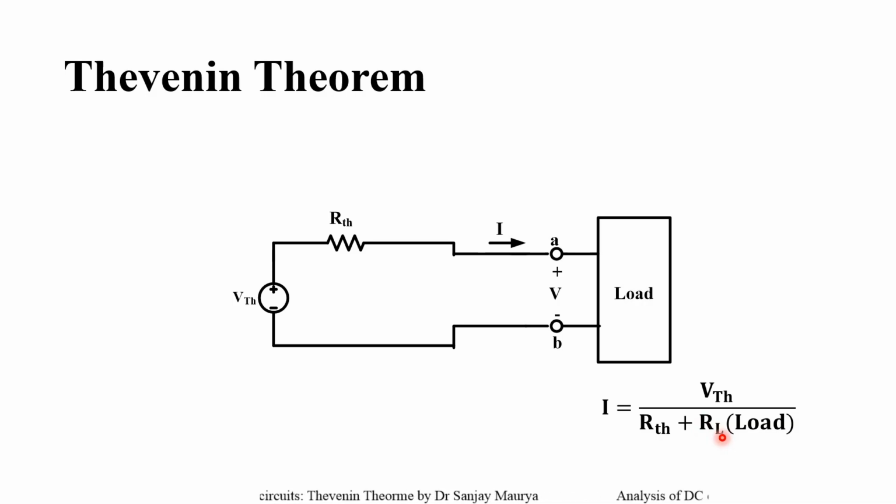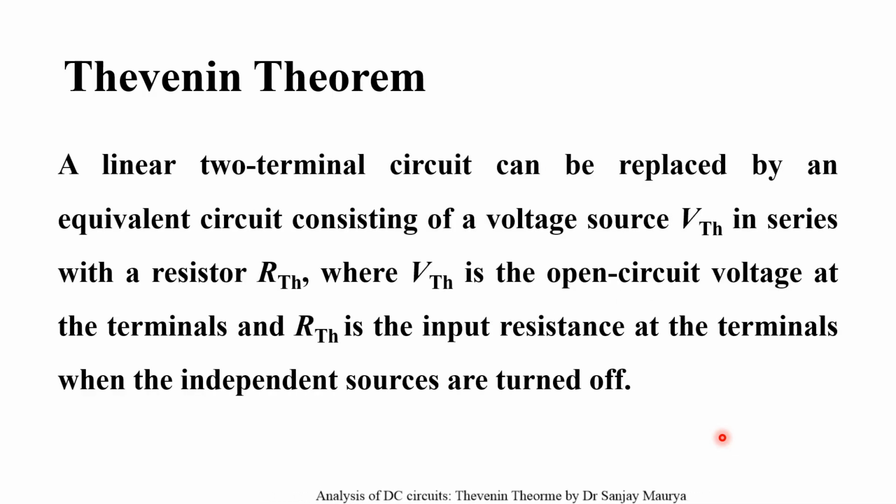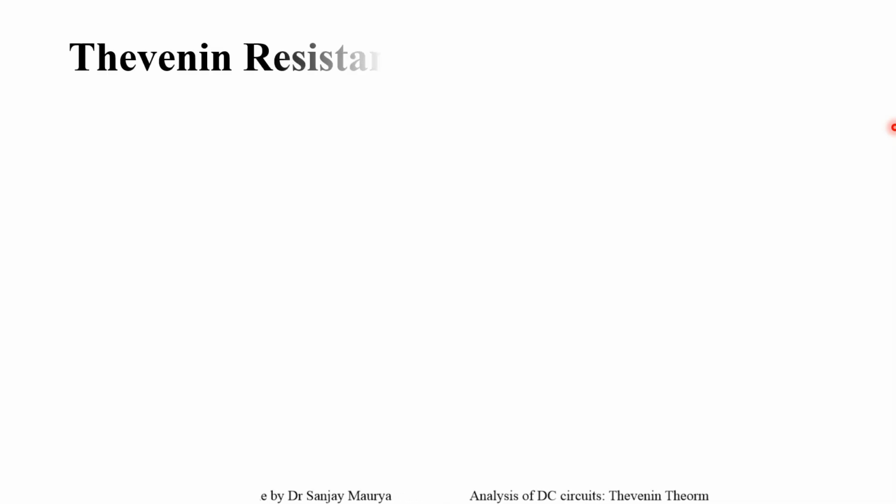we can determine the value of current just by changing the value. So we can say that the two-terminal electrical network can be replaced by an equivalent circuit consisting of a voltage source in series with the resistance, where VTH is known as open circuit voltage at the two terminals and RTH is the input resistance at the terminals when independent sources are turned off or they are replaced by their internal resistances. Let us know how to calculate the Thevenin resistance.